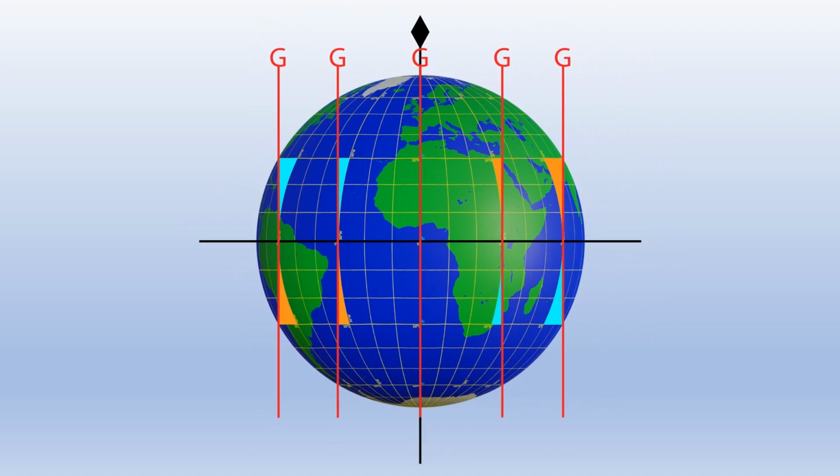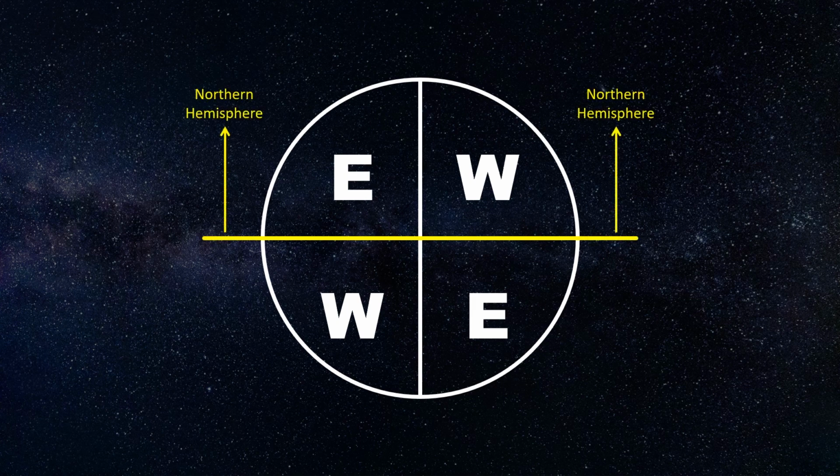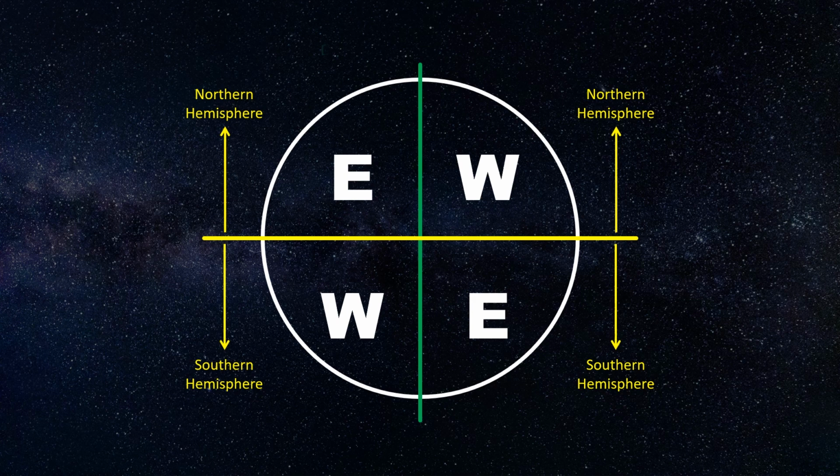This situation can be simplified using EWWE diagram as shown on the screen. The top half of the diagram represents northern hemisphere. The bottom half of the diagram represents southern hemisphere. The middle vertical line represents the datum or reference meridian. To demonstrate the usage of this diagram, I will use two examples.